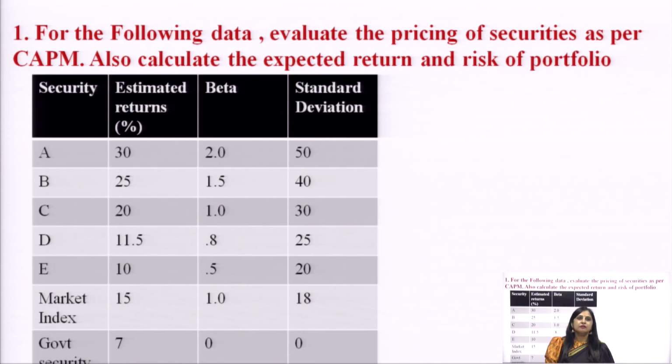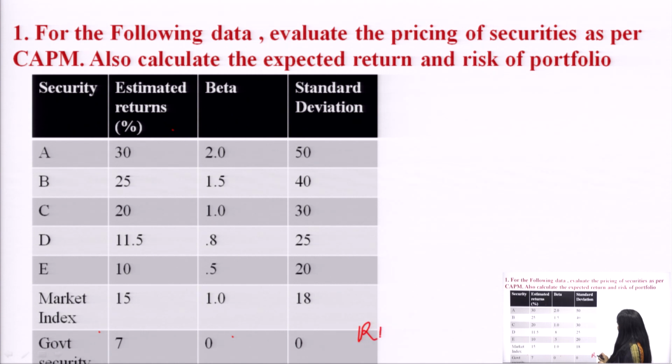This is the first question, where we have a list of securities A, B, C, D, E, and the data is being given in this format. This is the estimated return which is being provided to us. This is the beta of these securities and this is the standard deviation of these securities as well as the market index. If you see this, the market index or the market portfolio is having a return of 15%, government security is giving a return of 7%, and it is 0, means beta is 0 and standard deviation is 0, it means this is a risk free security.